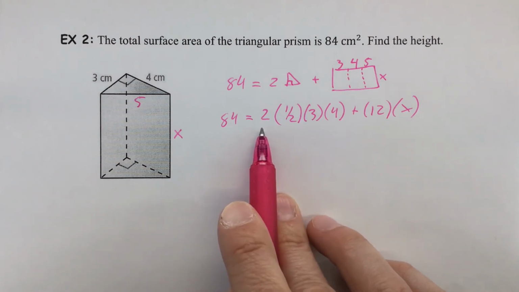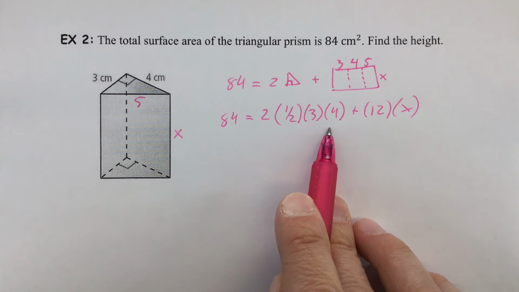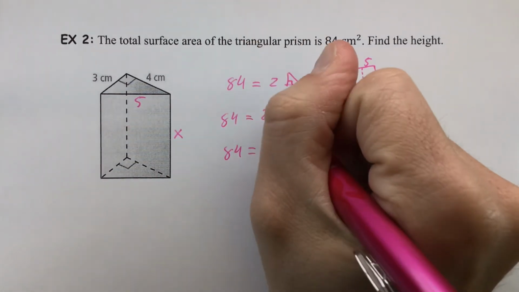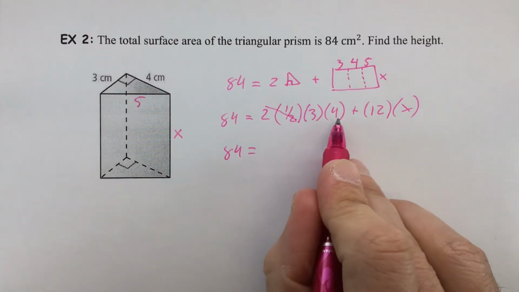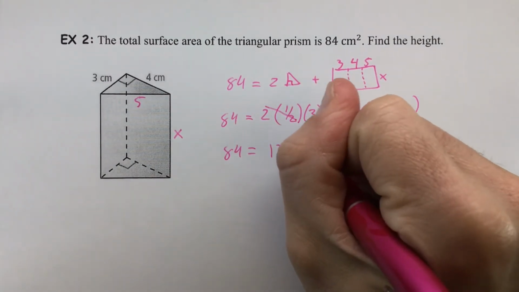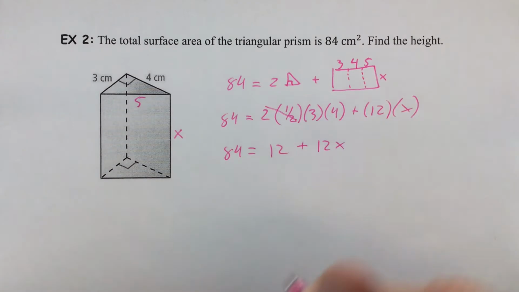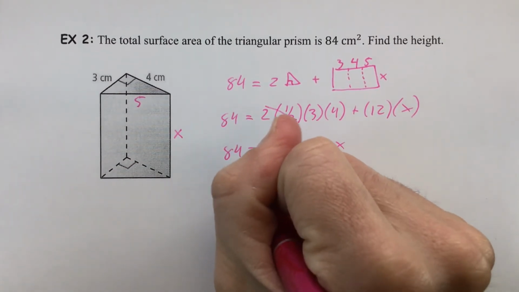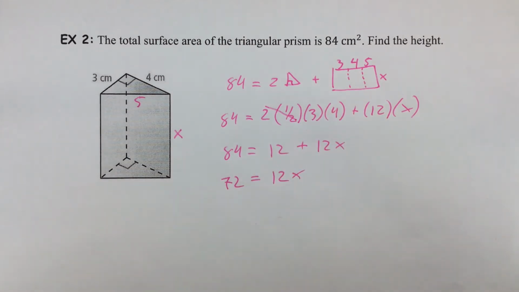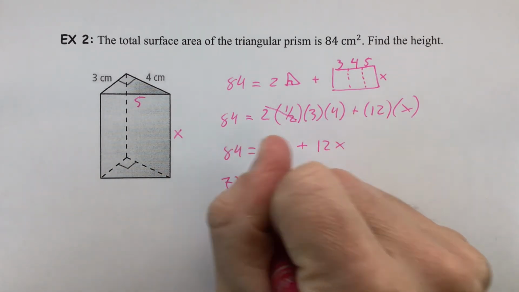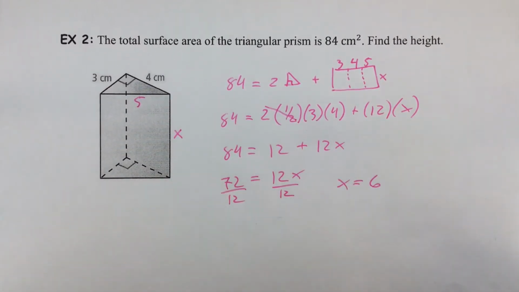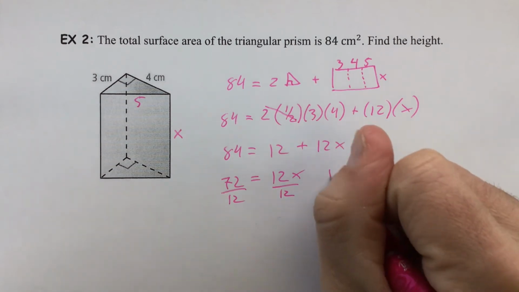Okay, so the height that we're looking for, x, is now just a variable within an equation. What we'll do is go ahead and simplify what we got, then solve for that x. Okay, so 84 is going to be equal to, these will cancel, that gives you a 12 plus 12x. We can subtract the 12. 72 is equal to 12x. Divide by 12, and x is going to be equal to 6. That would be 6 centimeters.